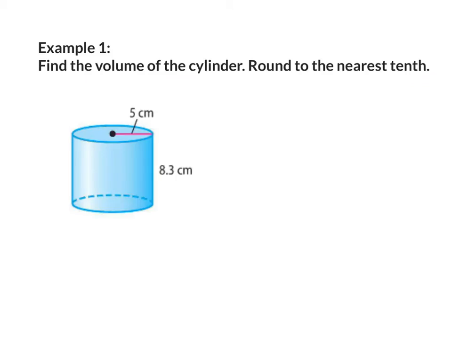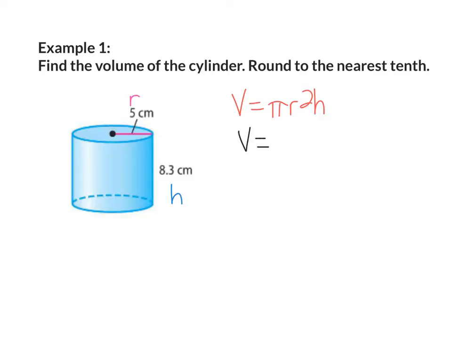Example number 1. Find the volume of the cylinder, round to the nearest tenth. First we're going to start by writing down the formula, which is V equals pi r squared h. Then I'm going to label the information I know. So 5 centimeters is my radius, and 8.3 centimeters is my height. Now I'm going to plug the information in.